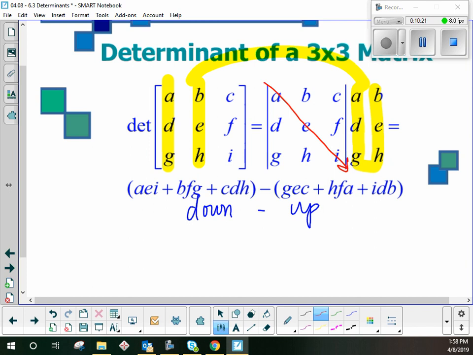So I'm going to move over and do the next diagonal. And I'm going to find the product of them, B, F, G. And then I can do one more diagonal before I run out of entries again. C, D, H, right here. C, D, H. So these are the products of the diagonals, and then they're being added together. That's just for all my down diagonals.